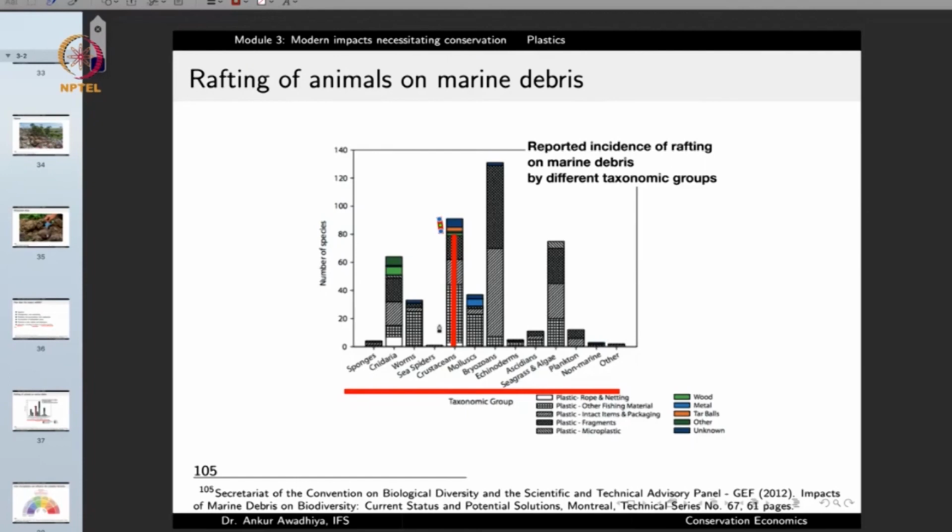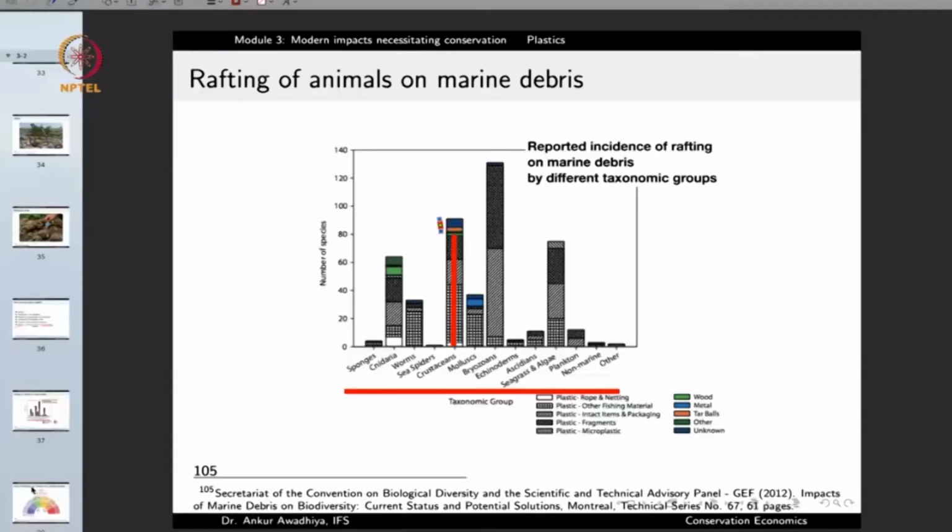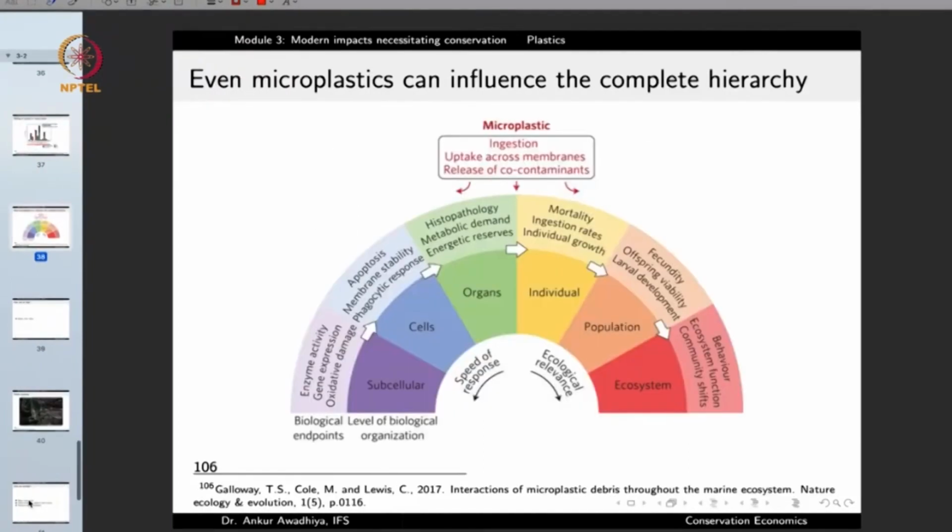So we find that plastics have overwhelmed the system, and they are increasingly being used as a means of transportation by different varieties of organisms, and this is also increasing the possibility that a number of invasive species will be able to move from one place to another. And once that happens, it will be a sad day for biodiversity. Then even microplastics can influence the complete hierarchy.